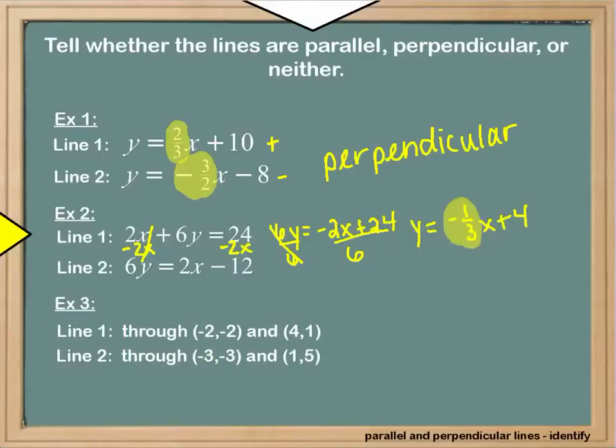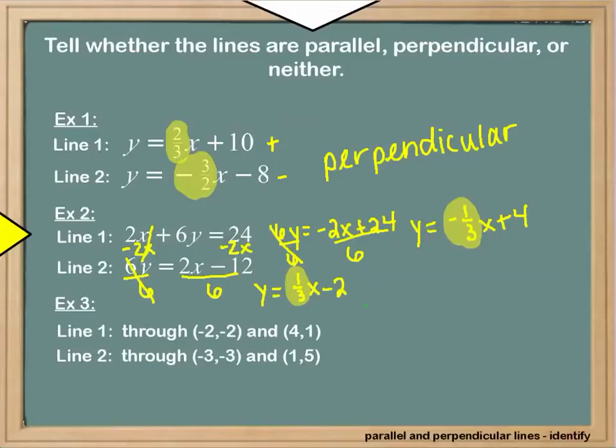Line 2 is almost in slope-intercept form, but we need to eliminate the 6, so I divide both sides by 6, and I end up with y equal to 1/3 x minus 2, the slope of which is 1/3. Are these two lines parallel? Do they have identical slopes? They almost do, however, one has a positive slope and the other has a negative slope.